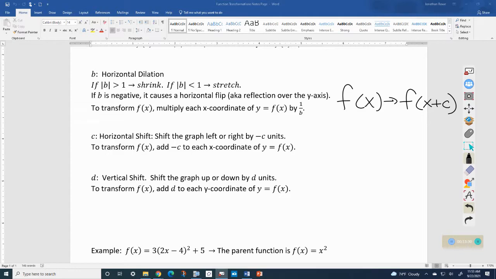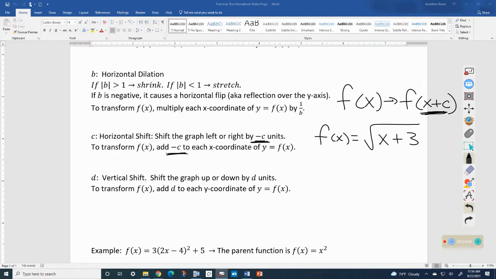So let's say it was this square root function again. Let's say the square root of x plus 3. And again, this is opposite-landing here. I would think that if I'm going to do a plus 3 in there, I would move it to the right by 3. But it actually moves it to the left by 3. So you move it left or right by negative c.